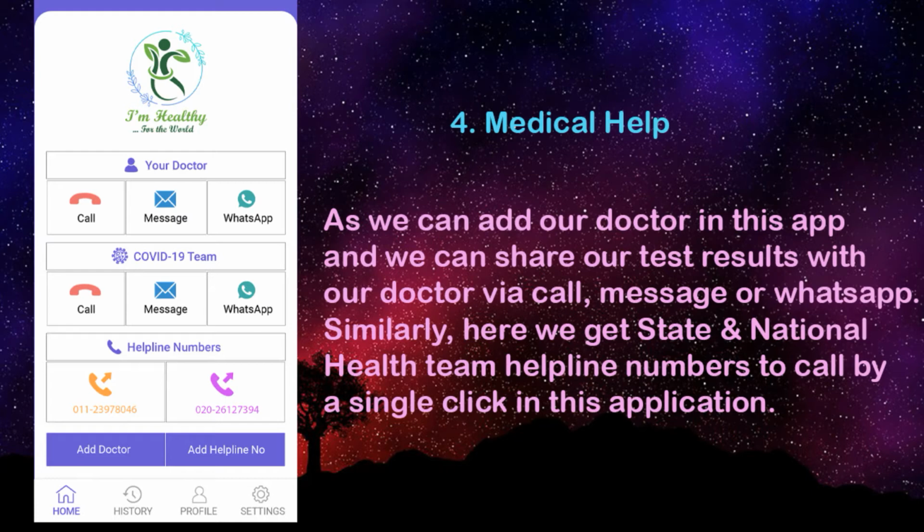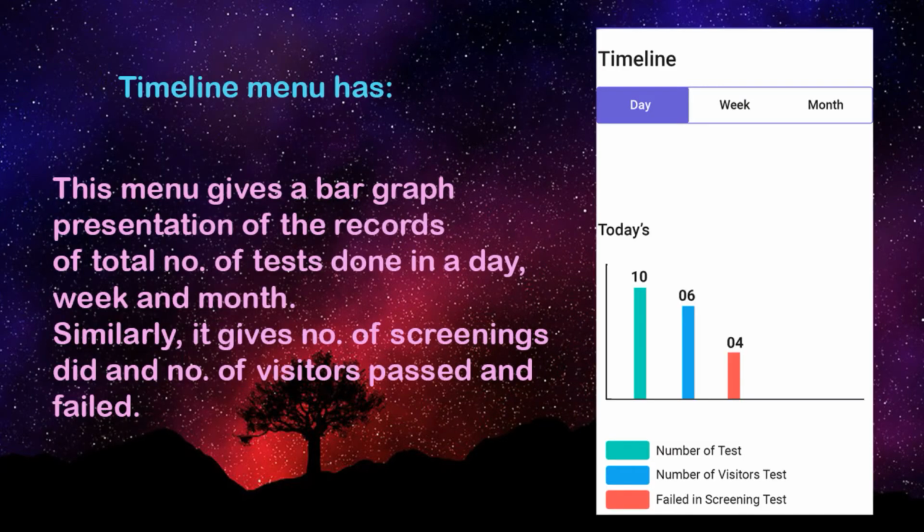Similarly, here we can get state and national health team helpline numbers to call by a single click in this application. Timeline menu: this menu gives a bar graph presentation of the records of the total number of tests done in a day, week and month. Similarly, it gives the number of screenings done and the number of visitors passed and failed.